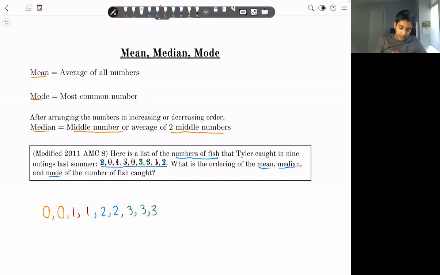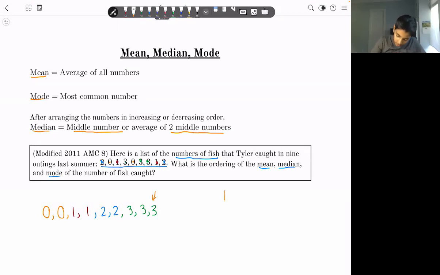And a good way to check that we got all the elements in the right order, you can just see, okay, we have 9 elements, and there are indeed 9 elements in our list. So we make sure we order them correctly. So now let's find the mean, median, and mode. The mode is obviously 3, since there are 3 3s and only 2 of the other elements.